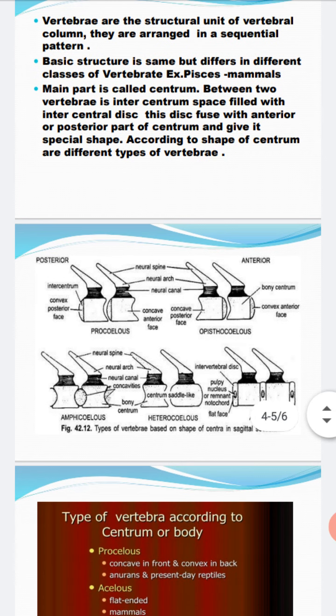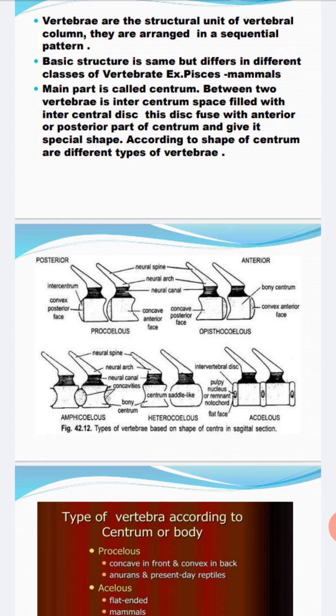First, the procoelous centrum. As the name indicates, pro means in front, and coelus means cavity, so the cavity is in front. That means when the anterior side is concave and the posterior side is convex, it is called the procoelous centrum. It is found in the typical vertebrae of the frog and in reptiles.